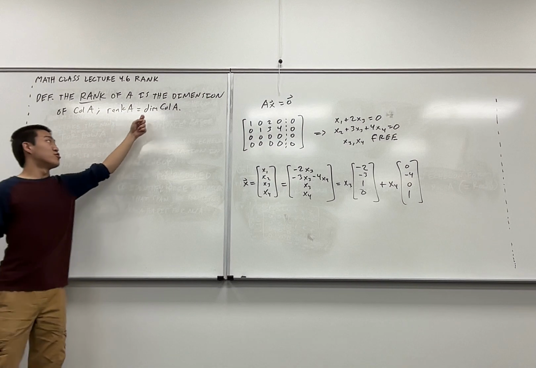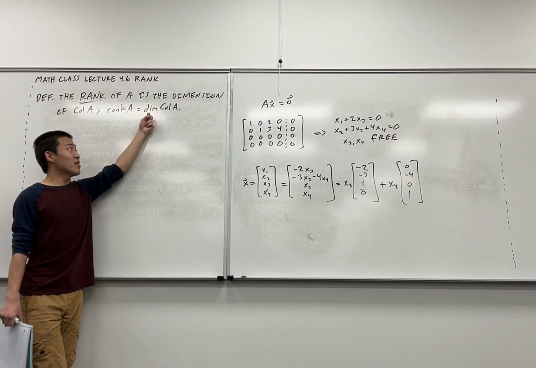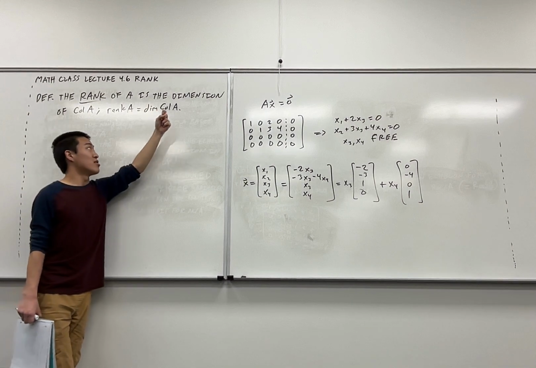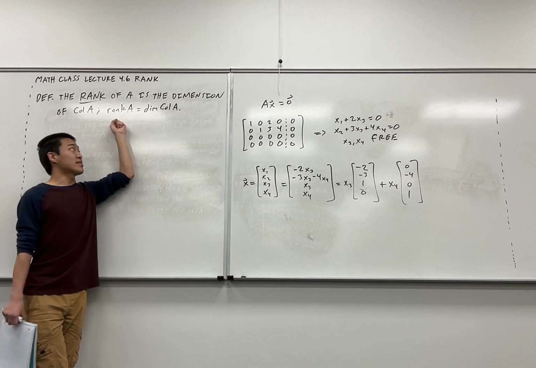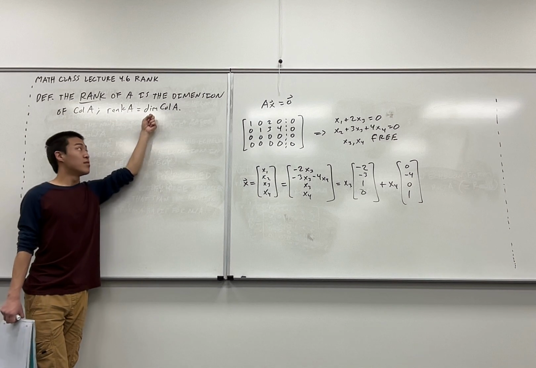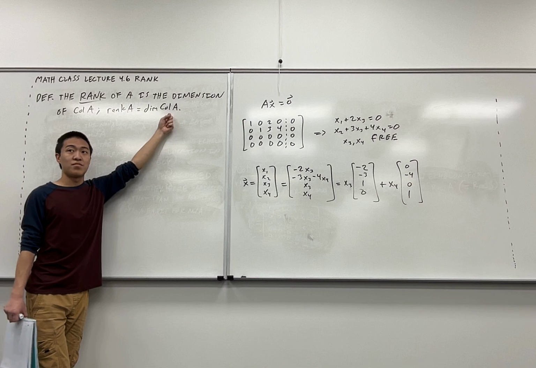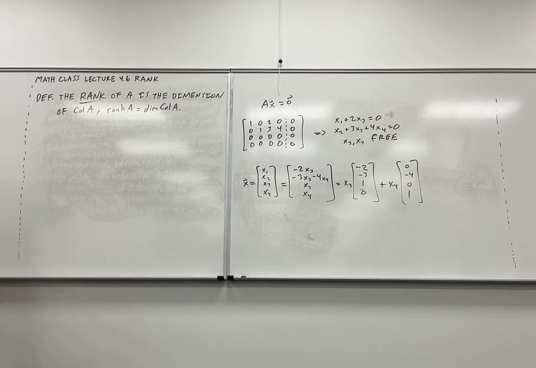Just think of this as how many vectors are in the basis for the column space. Yes? So do your procedure for the column space of A, get a basis for it, count them up, and then you've got the rank.